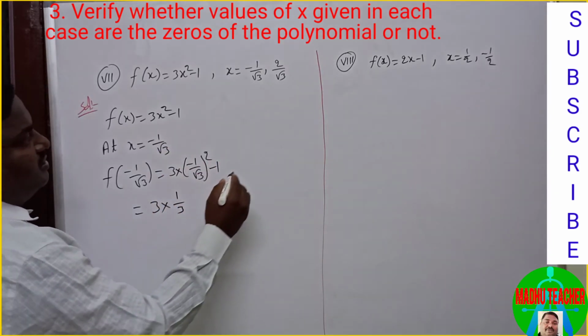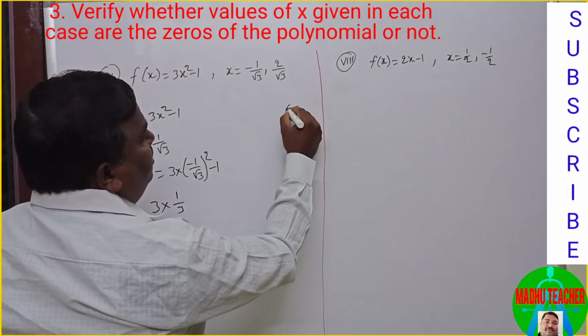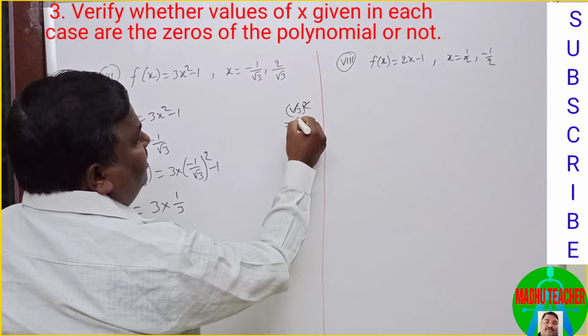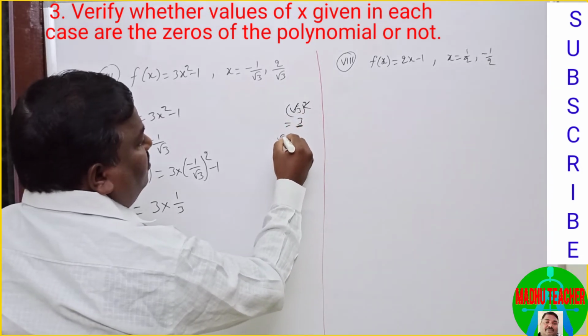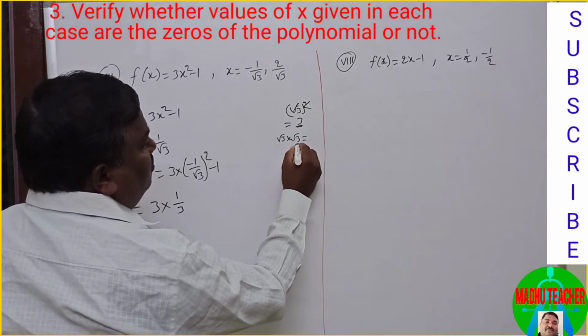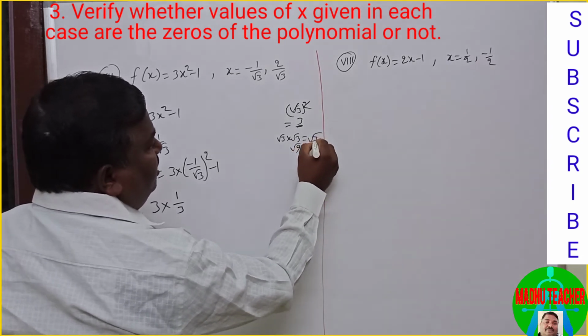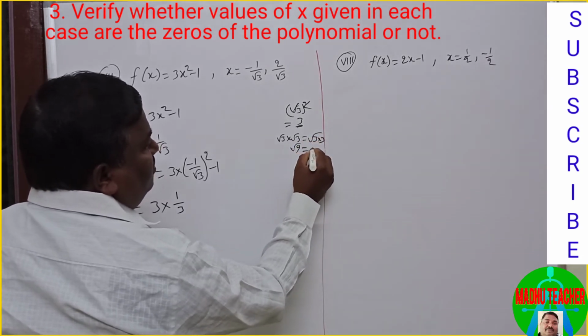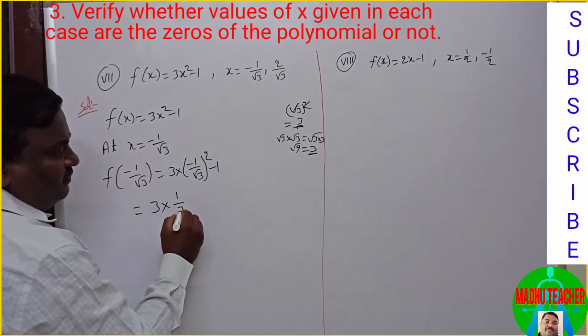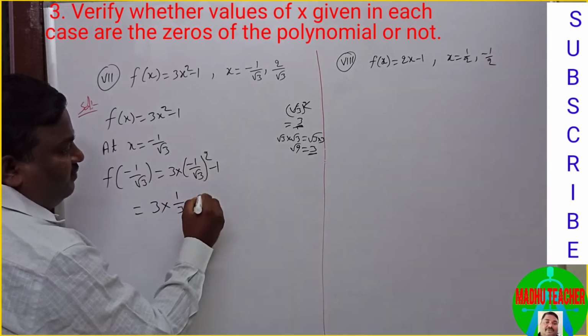So root 3 whole square, the square and root cancel, equal to 3. Or root 3 whole square is root 3 into root 3, that equals root 9. Can write as a single root. So root 9 equals 3. So that is 3 minus 1 as it is.